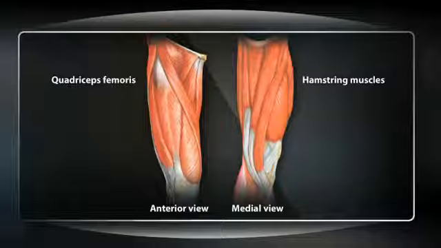The powerful muscle groups that support the knee include the quadriceps femoris, which extends the knee, and the hamstring muscles which flex the knee.